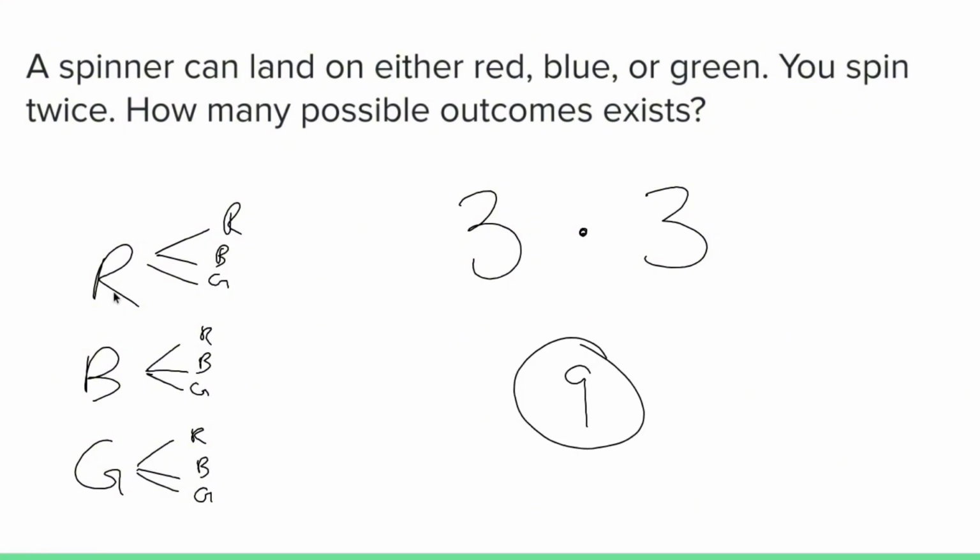And we could see what the 9 is. It's red, red, red, blue, red, green. Or blue, red, blue, blue, blue, green. Or green, red, green, blue, green, green. Those are my 9 possible options. So that's what you do. That's what you get. Fundamental counting principle.